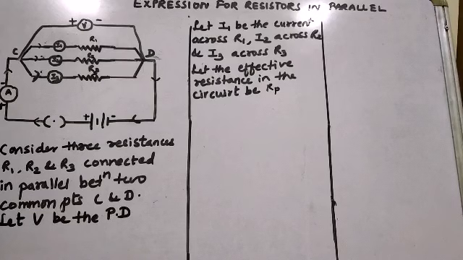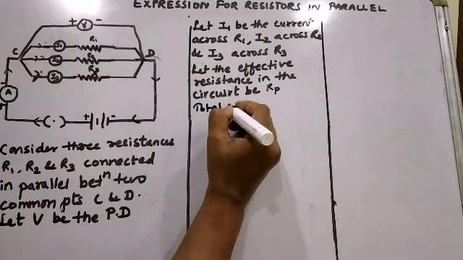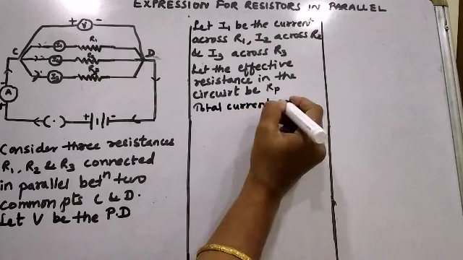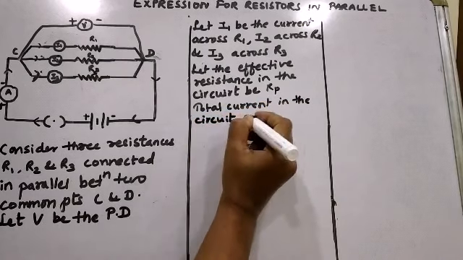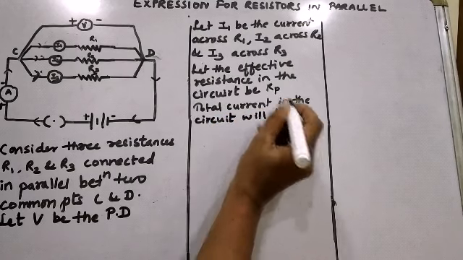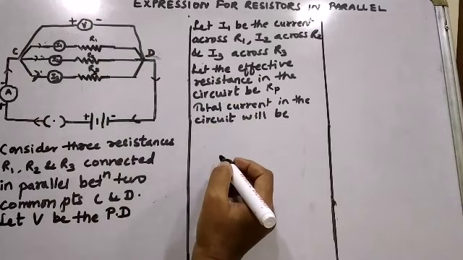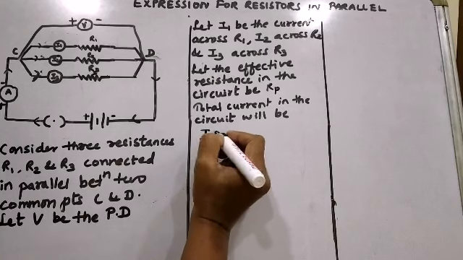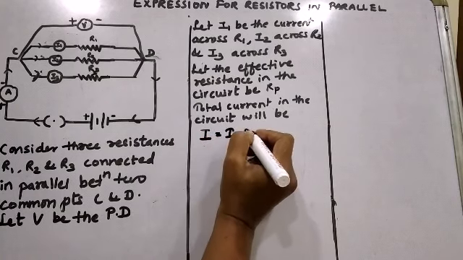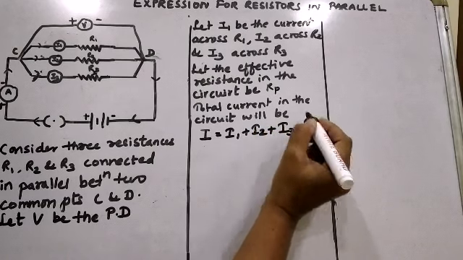Now since current is varying here across each of the resistors, we will find out the total current in the circuit. If I1 is the current across R1, I2 is the current across R2 and I3 is the current across R3, I'll denote the total current as I, and the total current is equal to I1 plus I2 plus I3. Let me take this as equation number 1.